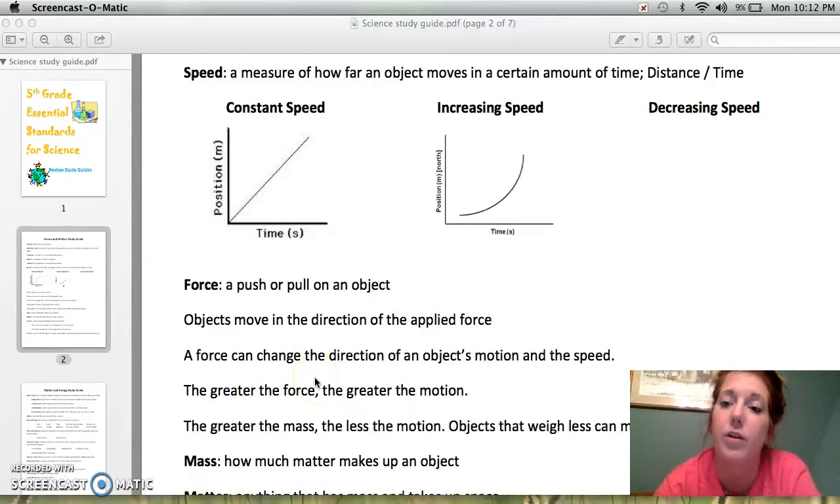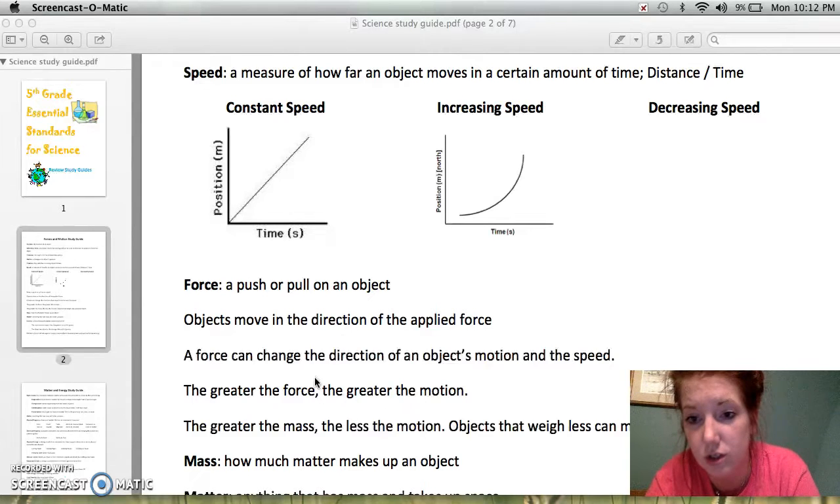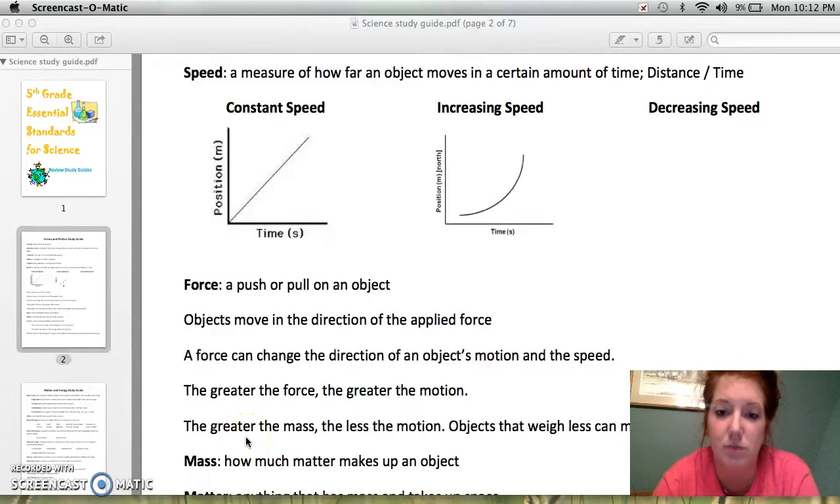The greater the force, the greater the motion. When more force is applied, the farther a chair can be pushed. The greater the mass, the less motion. Remember back to when you built your cars with Legos: you needed less mass to get a farther distance, to have more motion. That's why you were changing out the wheels on your car or changing the blocks, because if you had too much mass, it slowed you down significantly. Objects that weigh less can move faster, and we realized that within our PBL.